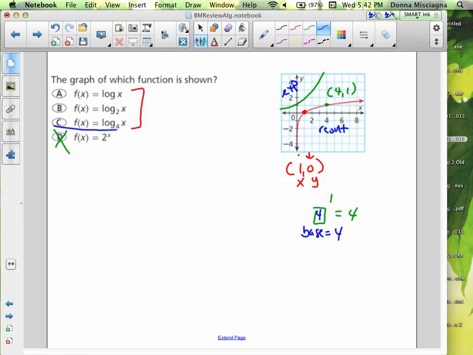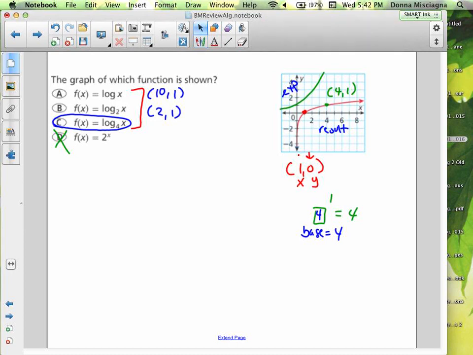So that's our answer. If it had been B, we would have had the point 2, 1. And clearly at 2 we're only at a half, which makes sense because 4 to the 1/2 power is 2. And this is base 10, so this would have gone through the point 10, 1. And by 8 we're at 1.5, so that's clearly wrong as well. So C is the correct answer there. So just look very carefully at the points, and I know that you can figure this one out.